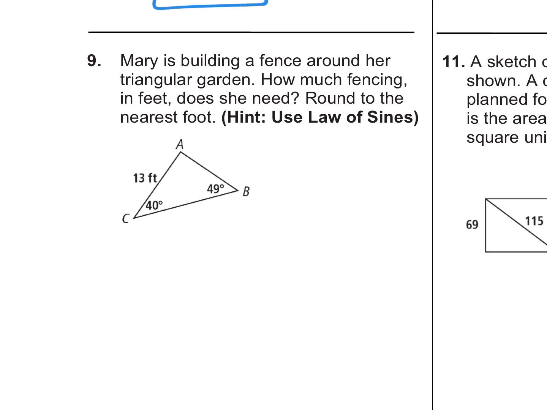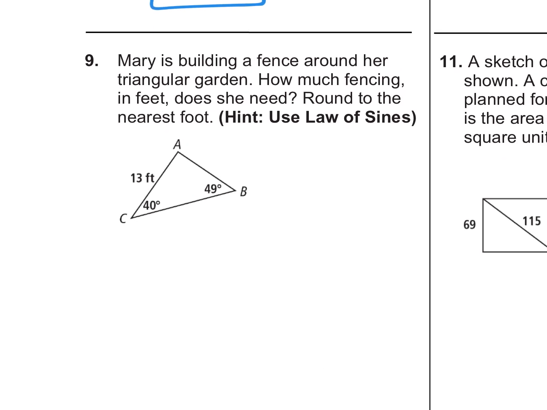Number 9. Read the question. It says, how much fencing does she need? What does that pertain to? Perimeter. Yep. On number 9, even on the test, you are going to be finding the perimeter. Okay. What's the nice little hint that I gave you there? Law of sines. You are going to use law of sines twice to find both missing sides.